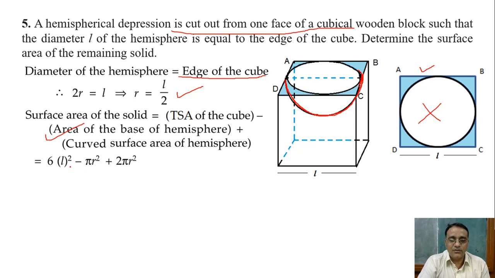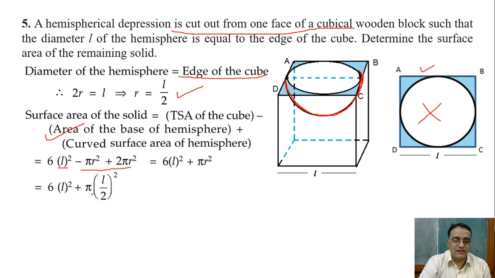6L square, where A was, here L is given, therefore 6L square minus pi r square plus 2 pi r square, and this together will get pi r square. Now substitute the value of pi and r. One minute, the answer given in the textbook is given in the form of L and pi only. So I am not going to substitute the value of pi here. So substitute this L by 2.